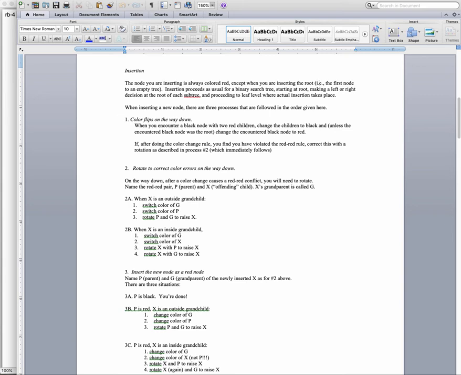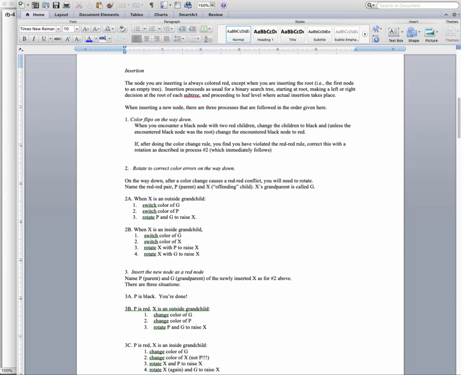So it says right over here, and this is a very key point, when inserting a new node, there are 3 processes that are followed in the order given here. So the first thing is as we're making our way down, remember this is a binary search tree, so all new nodes are going to be inserted down as leaf nodes. So we have to travel down the tree to get to the point where we're going to eventually insert.